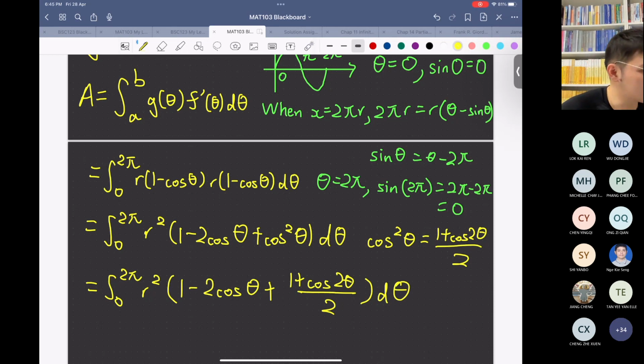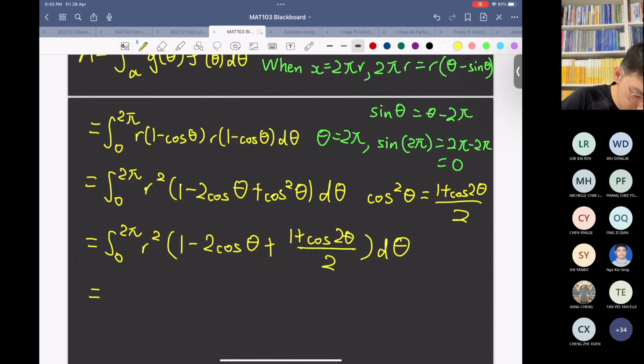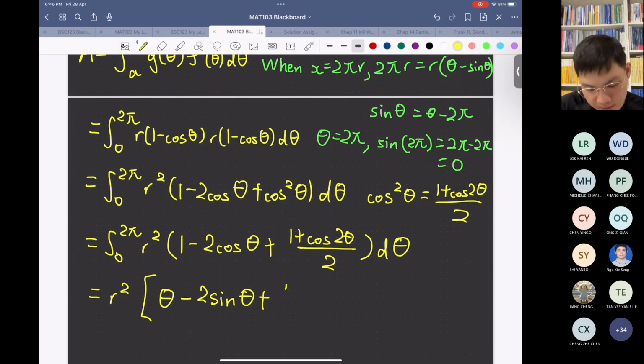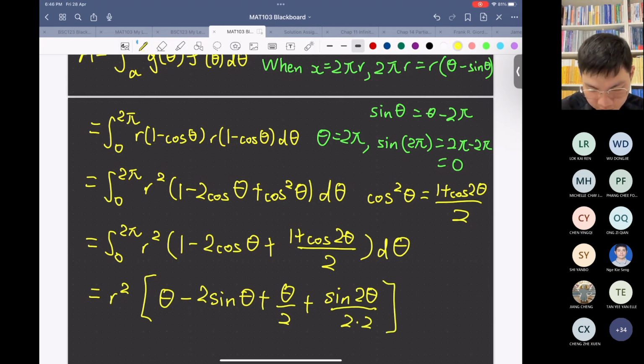All right. So what's next? So next, we just integrate term by term. So let's move the R square out. It's just a scalar. And then 1 becomes theta. So let me just write like this. 1 becomes theta. And then half becomes theta over 2, plus integrate cos 2 theta. What do you get? You get sine 2 theta, but divide by 2 again. Evaluate from 0 to 2 pi.